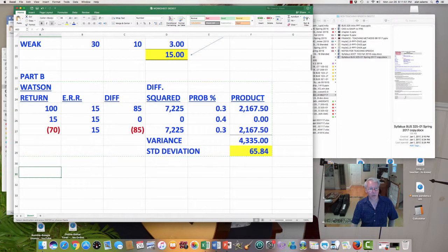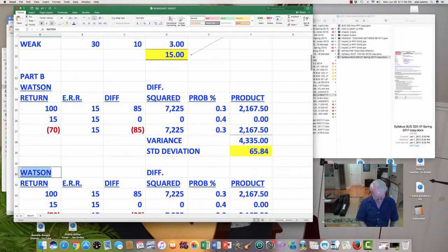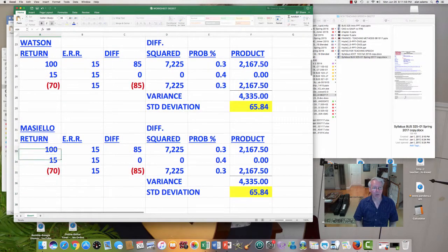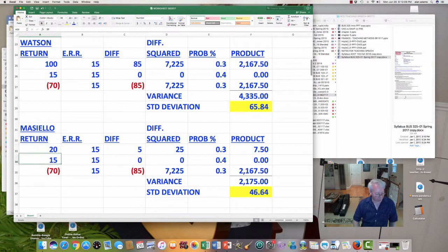What I'm going to do is I'm going to copy it and carry it down, and we'll solve for our other company, Masiello. Okay? Now, Masiello also has an ERR of 15. I made them the same number. Okay? So Masiello's return happens to be different. Their return is 20, 15, and 10 under the same 3 conditions. I left all the math formulas the same, so you don't have to recalculate anything.